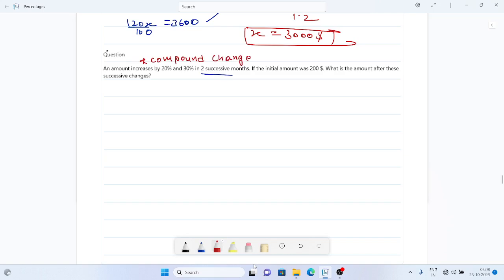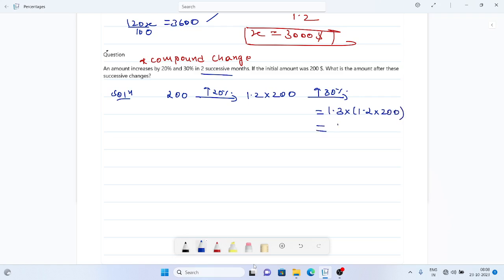So if you take the initial value as 200, first it increased by 20%. So it becomes 1.2 of 200, right? And again it increased by 30%. So what does it become? It becomes 1.3 into 1.2 into 200. Now if you calculate this, you get 1.56 into 200, which is nothing but $312. Okay, so this is the answer.